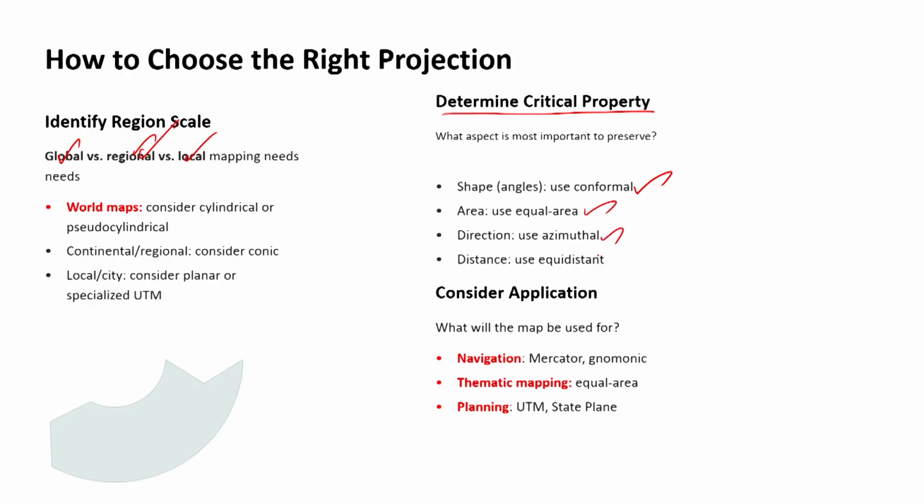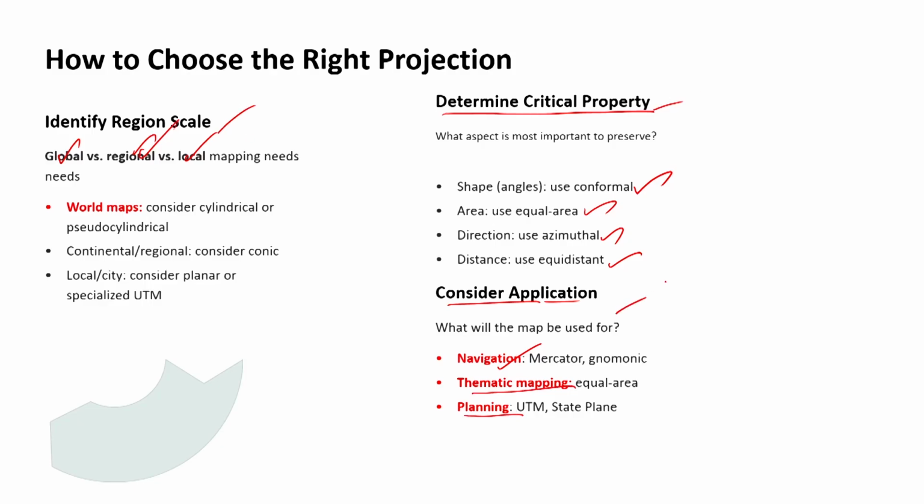Then directions, use azimuthal projection, as we just discussed, and for distance, equidistant. The final one, you need to consider the application: whether you are going to use it for navigation, for a thematic map, or for any kind of planning. So before you choose a projection, you have to consider all these points: identification of region and scale, determining the critical property, and considering the application area. Everything you have to plan, and only then can you have an appropriate and more accurate result.